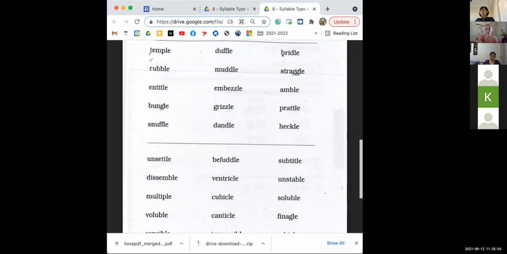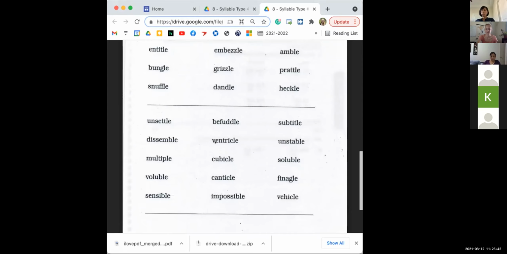Here's the word bridle. It has that open I, so the long I. Bridle. Embezzle. We have two closed syllables, so the short E sounds. Embezzle. The word here is heckle. We have ventricle.